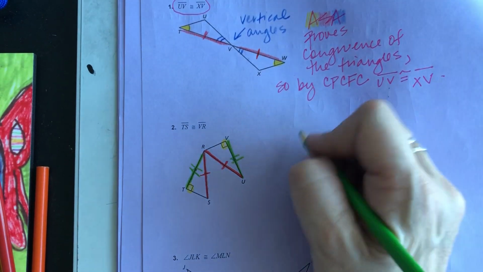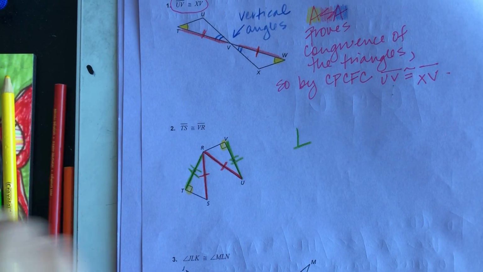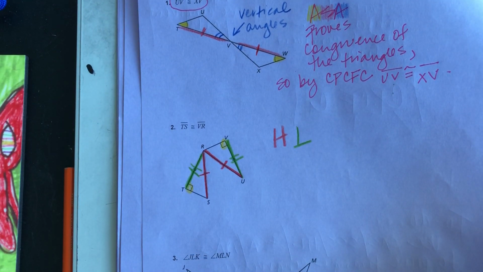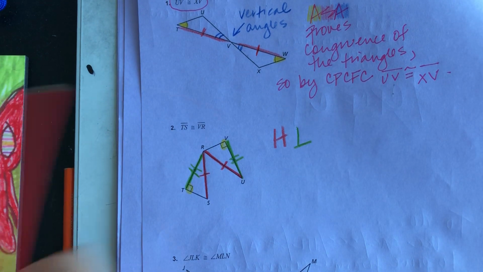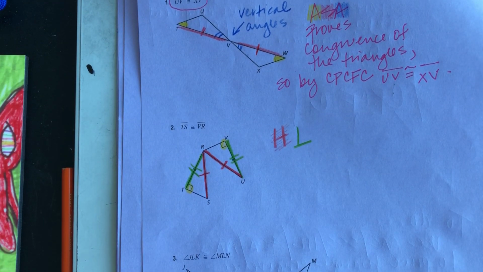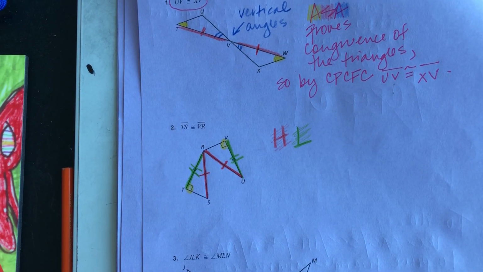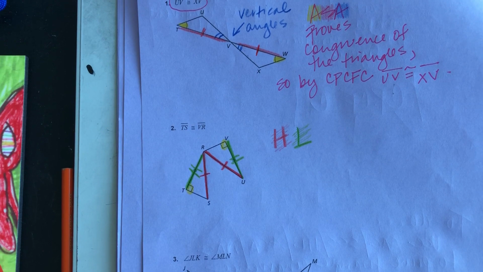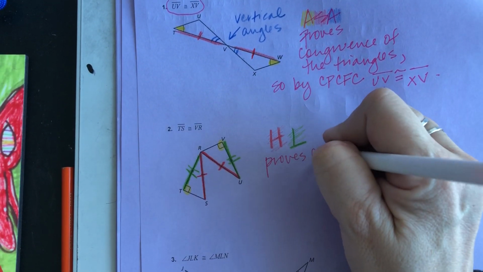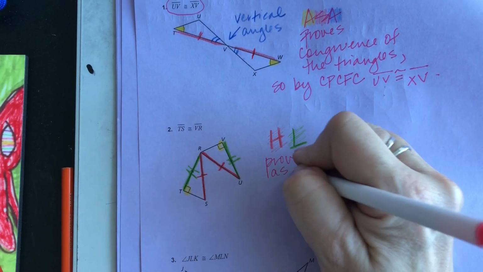And then for this one, then, I just put my legs in green. I had my hypotenuse in red. HL proves congruence as these are right triangles.